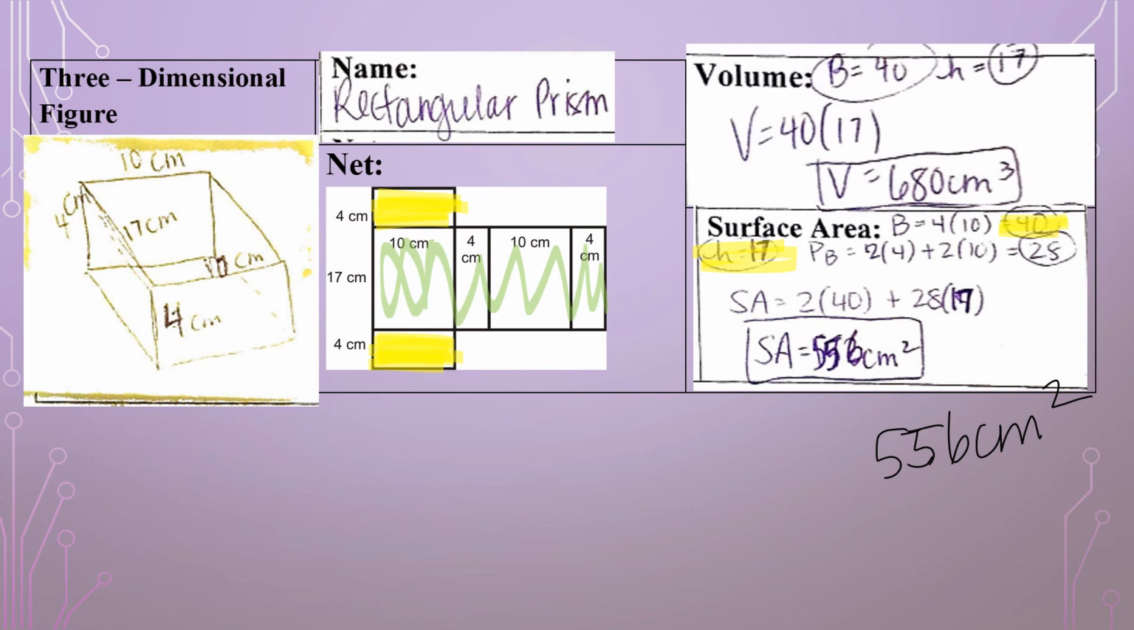For volume, again, you're going to use the base, you're going to use the height, so you don't have to do any extra work here to find the slant height or whatever, so just plug it in, and you get the volume is 680 centimeters cubed.